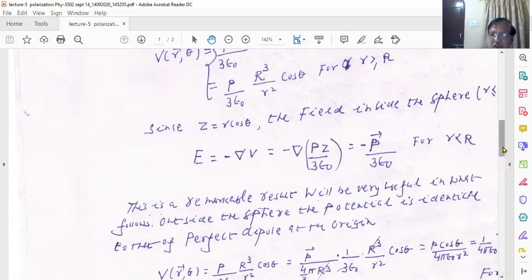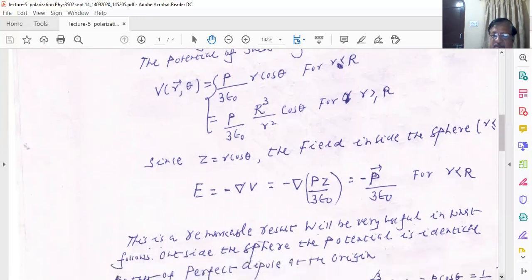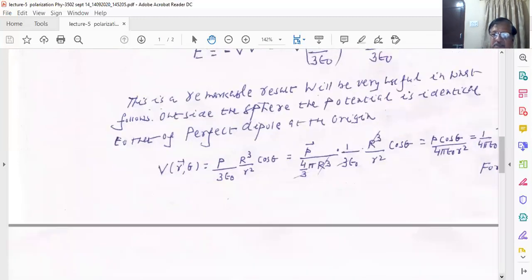You see, the potential is here, V of r, theta. Your potential depends upon r and theta. It is given by P upon 3 epsilon 0, capital R cubed divided by r squared, where capital R is the radius of the sphere and small r is the distance measured from the center of the sphere. And this expression is basically a potential because of the surface charges accumulated over the surface of the sphere. Look at this expression.